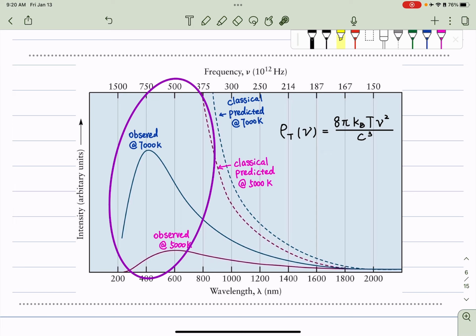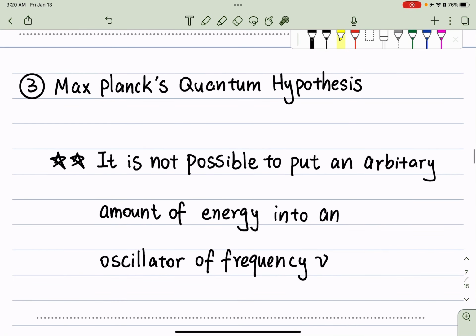Okay, so now we're getting into the exciting part. We're talking about quantum mechanics, right? The classical theory doesn't work, so that's why we need quantum mechanics. Here we have the one fundamental hypothesis for quantum mechanics, which was originally proposed by Max Planck.